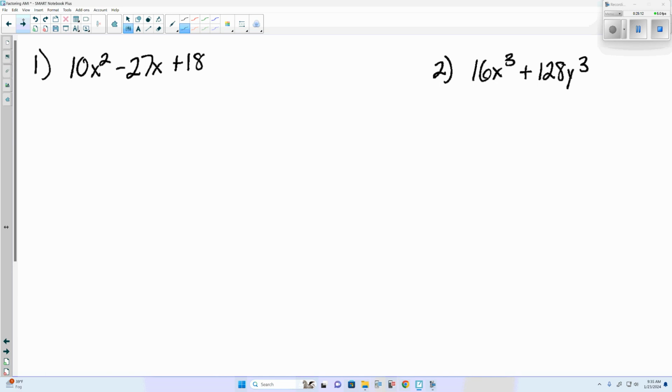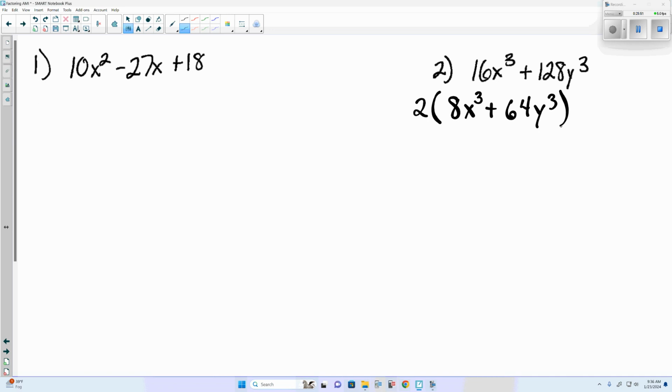All right, guys. Let's look at number 2, because this will actually flesh out something we mentioned earlier. If we look at 16x cubed plus 128y cubed, is there a greatest common factor between 16 and 128? 2. So if we factor 2 out, we have 8x cubed plus 64y cubed. Now it does work out, 8 and 64 are both perfect cubes.